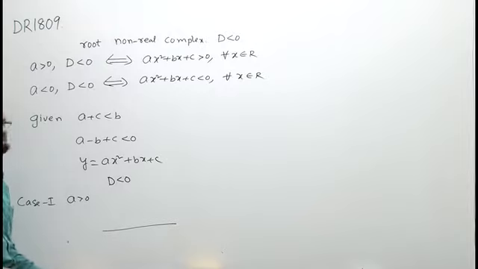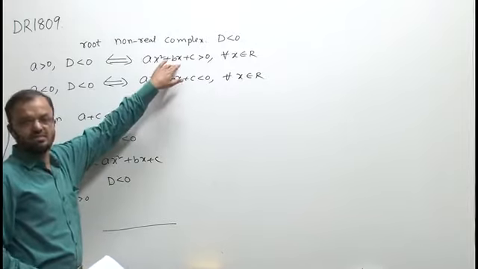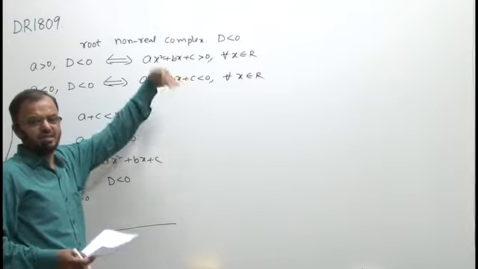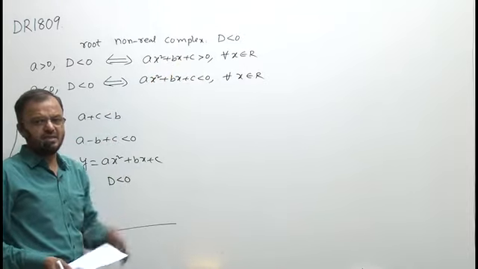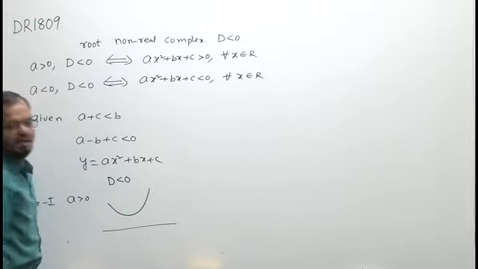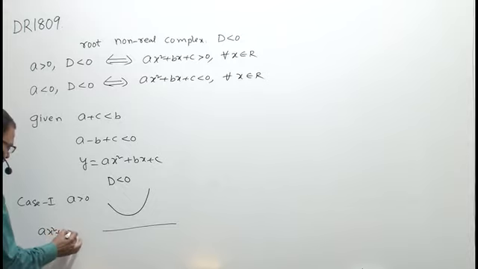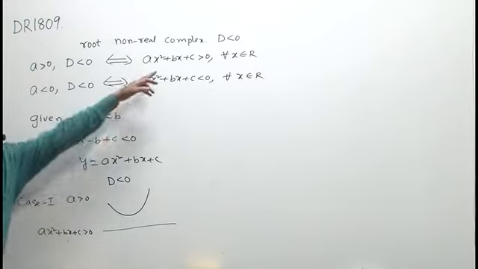If A is positive, then according to this formula, I have to draw the graph here. This is my x-axis. This expression is always positive, so this graph will not cut the x-axis. It will be something like this. Now I want to check whether this condition is valid or not. This expression ax square plus bx plus c is greater than 0, and it is true for all values of x.